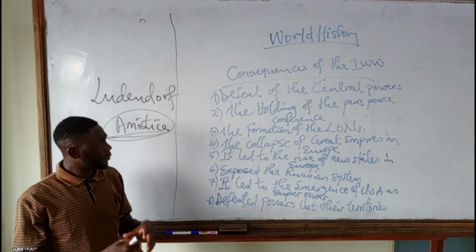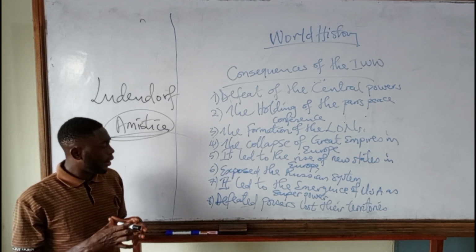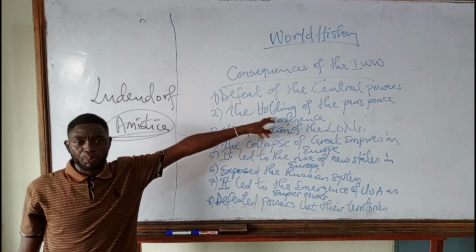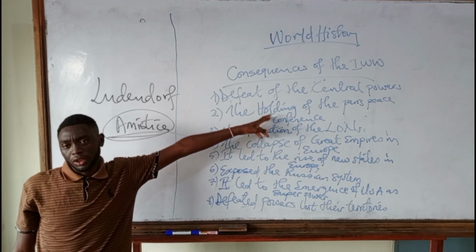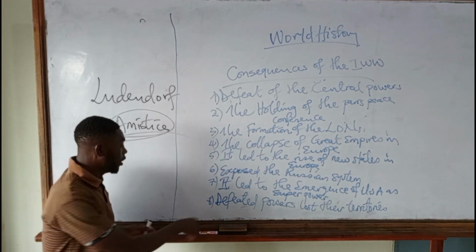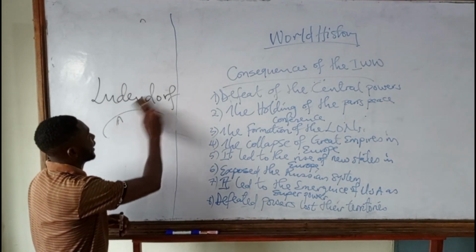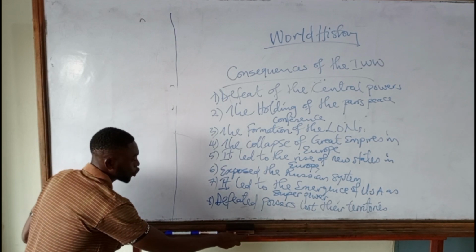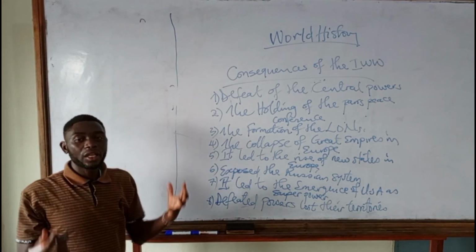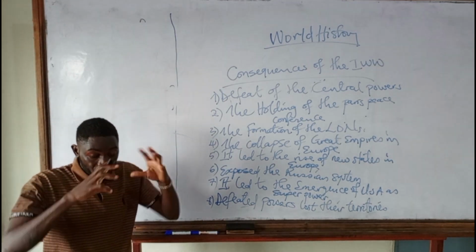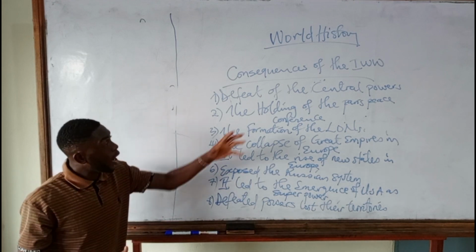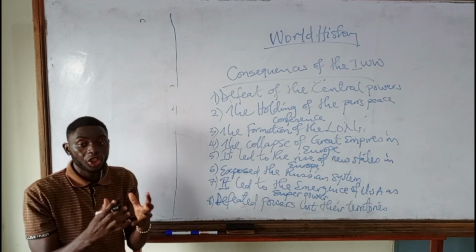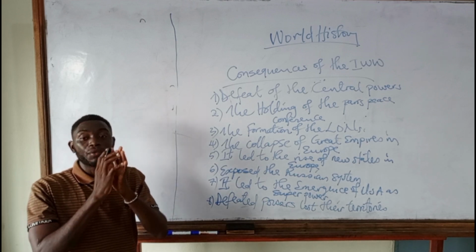The second political impact of the First World War we talk about was the holding of the Paris Peace Conference, or the summoning of the Paris Peace Conference. The Paris Peace Conference took place in 1919 to 1920, and the conference was organized by leaders of the world, the victorious countries, so as to look at the causes of the war and punish the losers of the war.